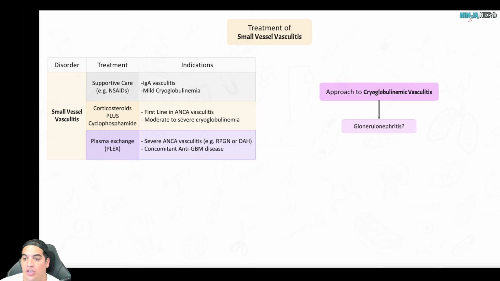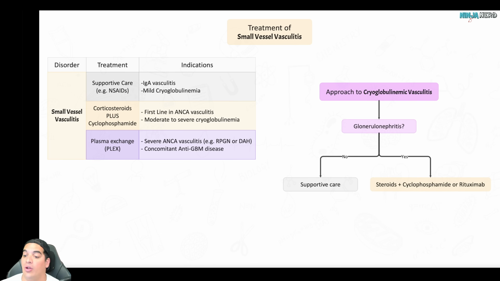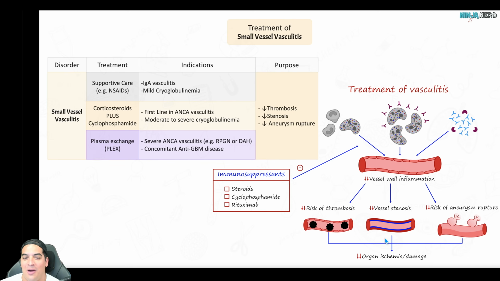For cryoglobulinemic, you just want to know, do they have glomerulonephritis? Because that's the bad one, because this can cause acute kidney injury. If they do not, it's just supportive care. If they do, then you want to start them on steroids plus cyclophosphamide, or an alternative agent for this one is rituximab. All right. Last thing, this patient has a high association with hepatitis C virus infection, like there is HBV and polyarteritis nodosa. Ask them or check for hepatitis C virus infection. If they do, treat it because you reduce the risk of recurrence. Again, why are we doing all of these things here? To reduce vessel inflammation and all of these complications.